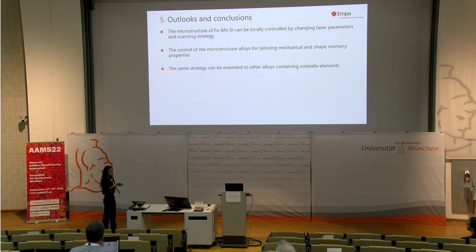Well, this seems to work very well with our shape memory alloy, but it's something that can be really extended to other materials that contain manganese or other volatile elements. For example, I have in mind high manganese steel, whose chemical composition can really affect the TRIP, the TWIP effect, the work hardening, and the mechanical properties.